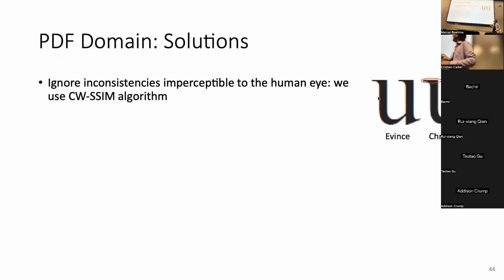So our solutions for the PDF domain were kind of straightforward. First of all, we had to ignore inconsistencies which are imperceptible to the human eye. If you look, for instance, at how Vins and Chromium display some fonts, there are a few pixel differences, but really you're not going to observe them with the human eye. But if you do a pixel by pixel comparison, you're going to get lots of these inconsistencies, which are really meaningless. So our solution to that was just to read the literature.